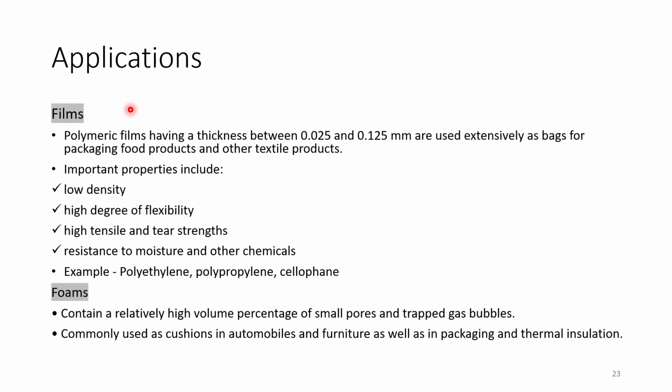In case of foam type of structure, these contain a relatively high volume percentage of small pores and trapped gas bubbles. These are commonly used as cushions in automobiles and furniture, as well as in packaging and thermal insulation.